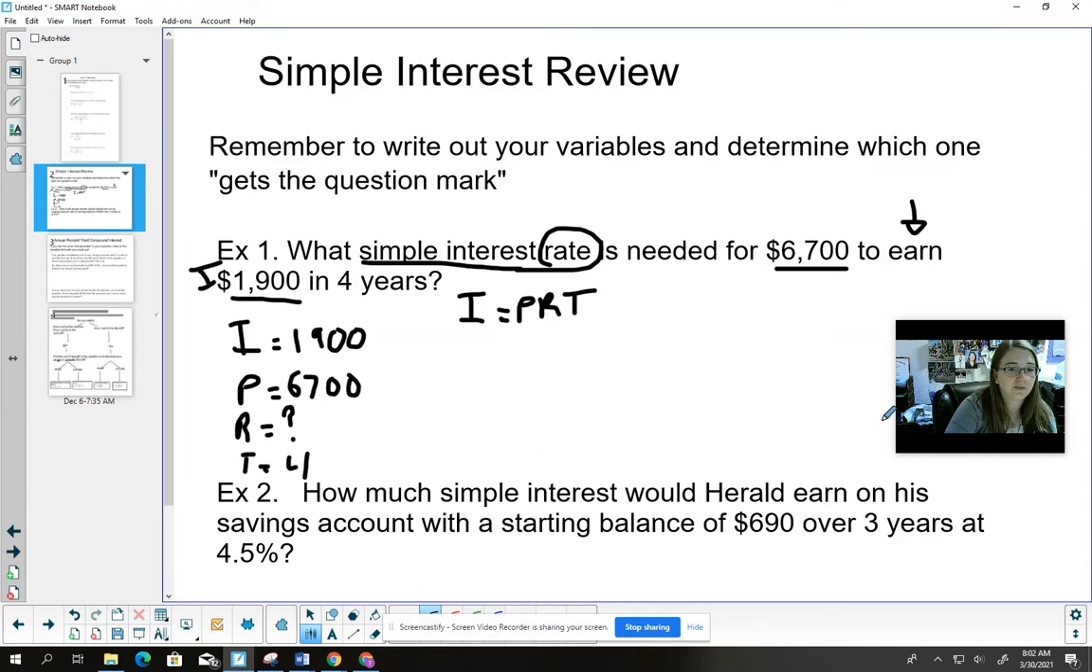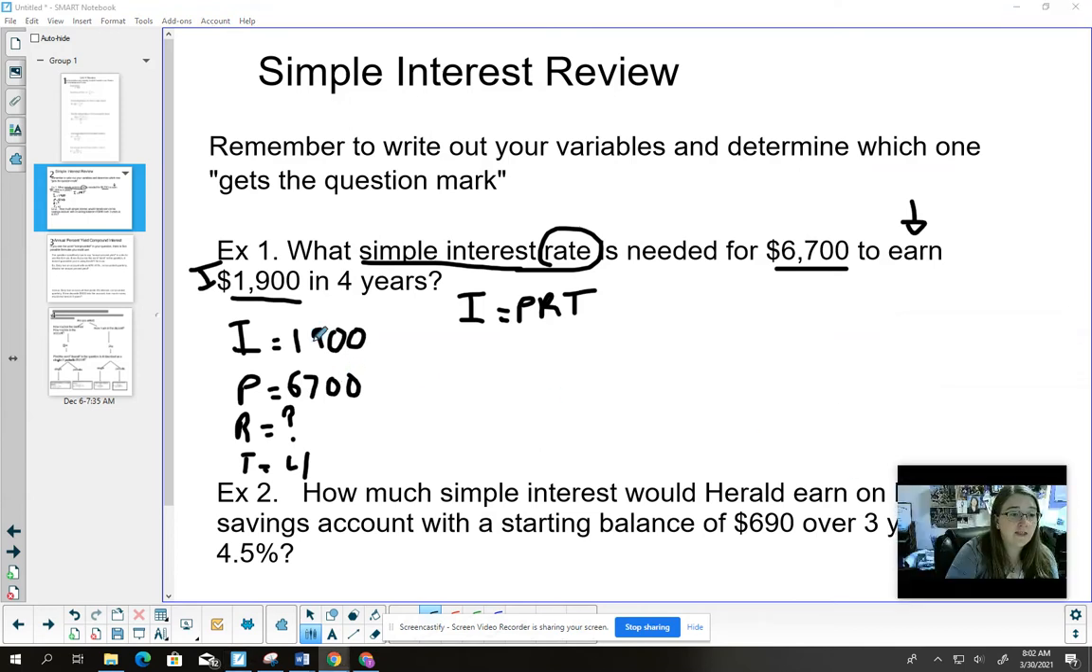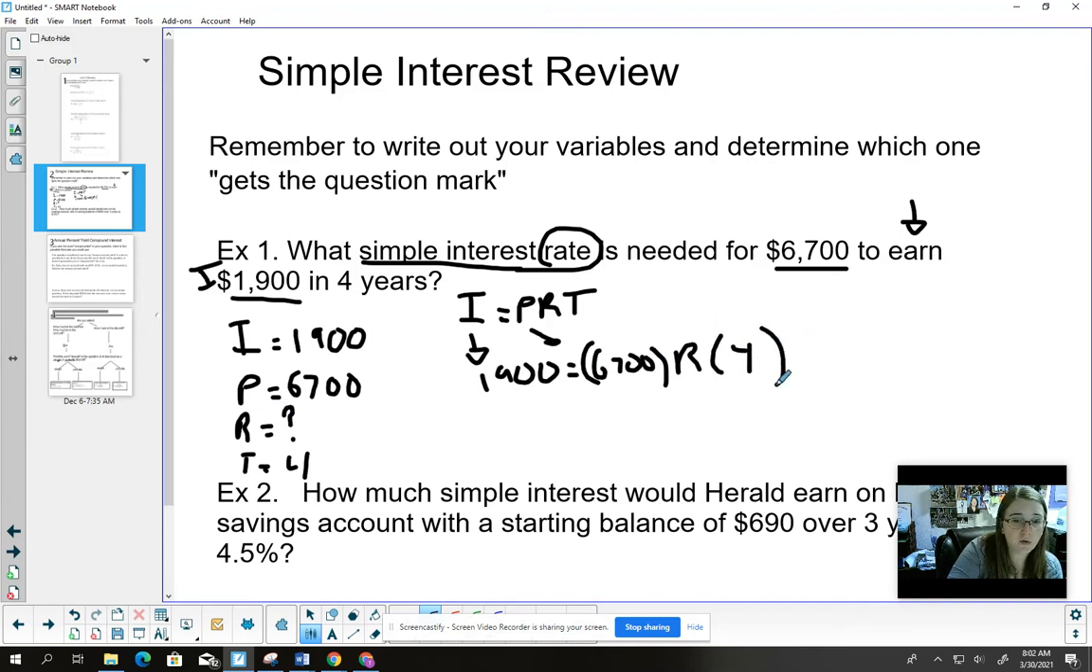This is I. So from here, we can recall that we're going to plug everything in where it goes and then just do what we need to do. Sometimes we won't have to move stuff around, and other times we are going to have to move some stuff around. So let's plug this in. We've got I is 1,900. P is 6,700. I'm going to put this in parentheses. R is still just R because R is the question mark. We don't know what it is. And we have T is 4.